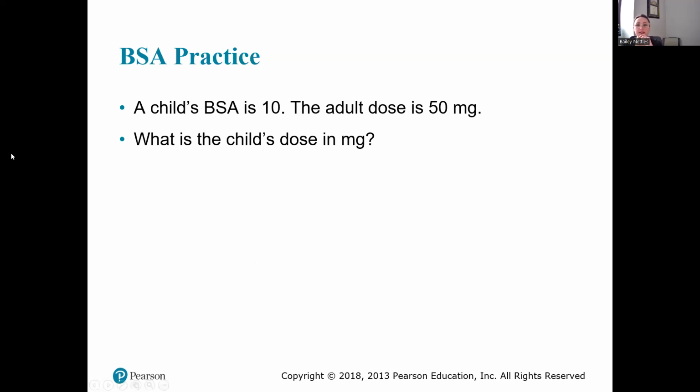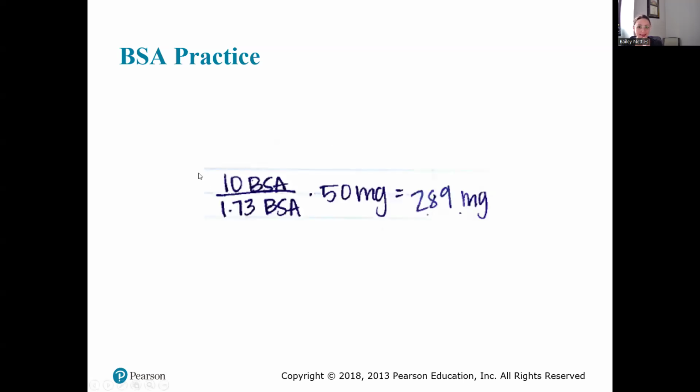What is the child's dose in milligrams? Their BSA is 10. The adult dose is 50 milligrams. So plug it into your formula. I'm going to give you 3 seconds. Super simple. 10 divided by 1.73 multiplied by 50 is 289. It actually came out to a decimal, but you usually round to the nearest tenth. The nearest tenth was 0.0, so it's 289.